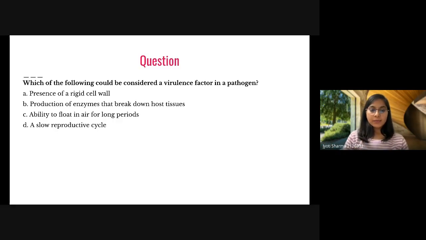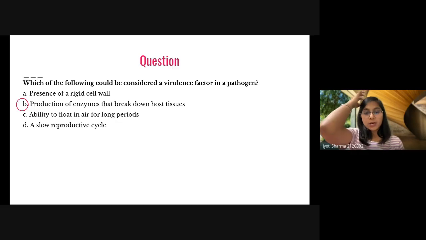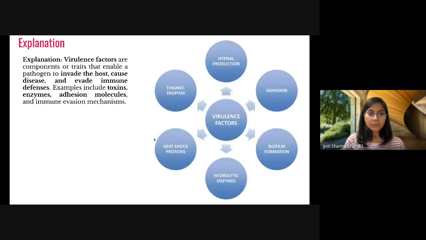Not exactly C, but you can rely on answer B, the production of enzymes. As I told you, for a pathogen to cause infection, bacteria or viruses have to break down the host tissue. Only then can it penetrate the host body, and that's how it can produce the infection. So if a pathogen has an enzyme that can break down host tissue, this is one of the factors that is virulent in nature. And we have a lot of such factors. I will tell you about this.